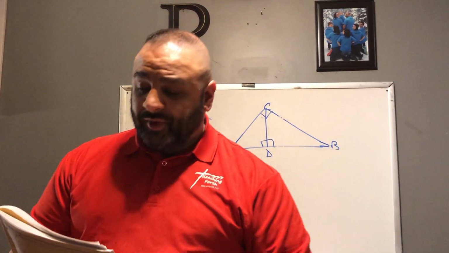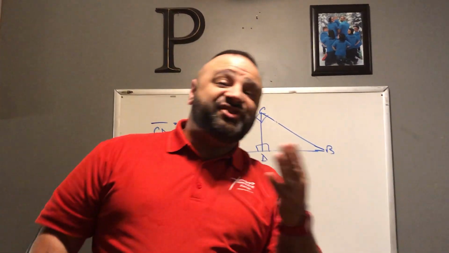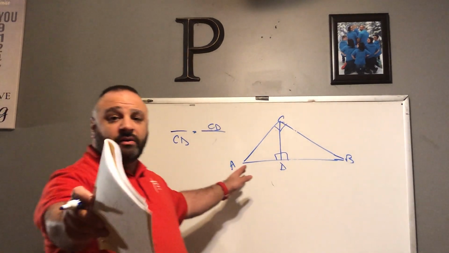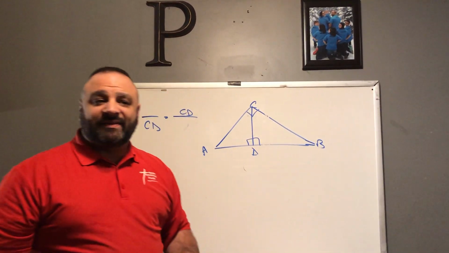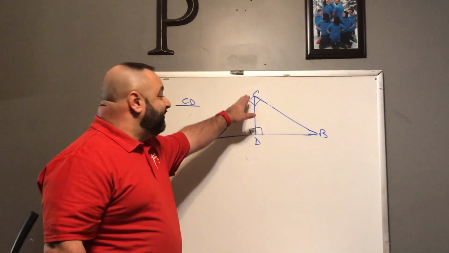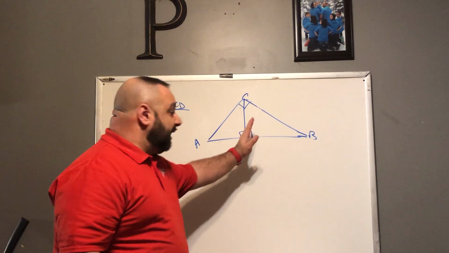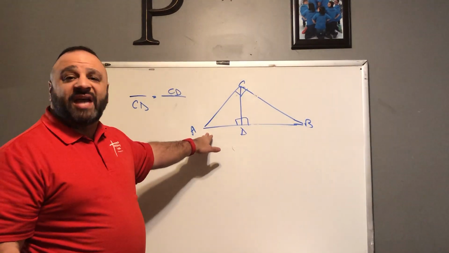So the first term of the proportion is the length of the hypotenuse on one side of the altitude. Again, here's the hypotenuse. What is the length of the hypotenuse on one side of the altitude? So here's the first term. Let's say the left side of the altitude, the right side of the altitude. So what's the left side of the altitude?